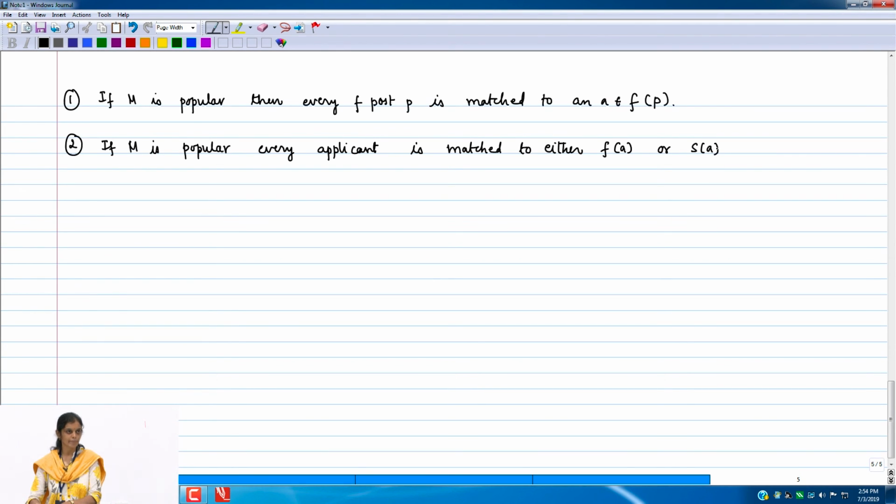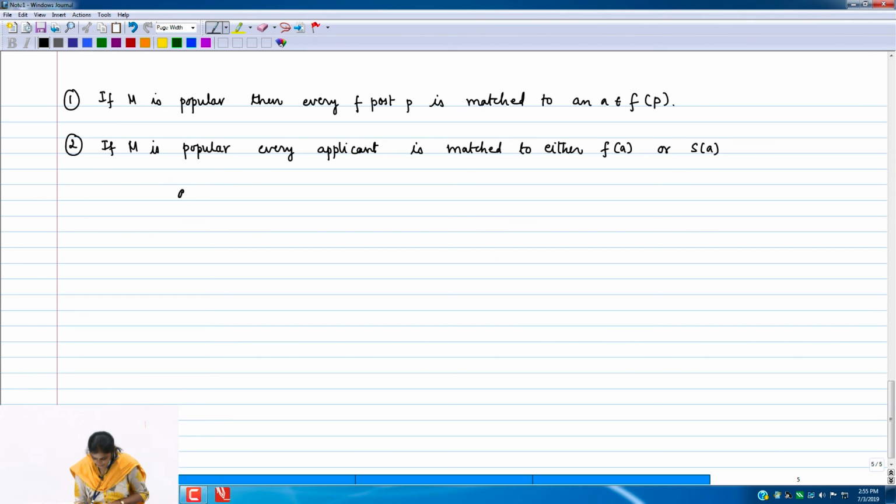So I hope this notation is clear. F of an applicant, F of A, is its rank 1 post. S of A is its most preferred post which is a non-F post. And whether a true S post is there or not, we do not care. It may be its dummy last resort post. So we want to show this: that if M is popular, every applicant is matched to either its FA or SA.